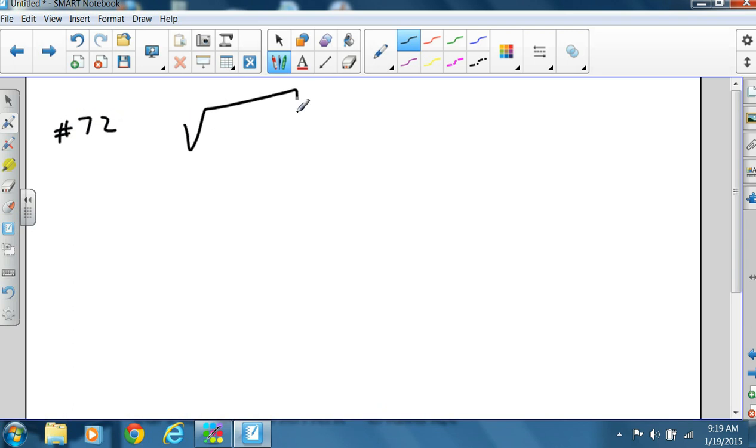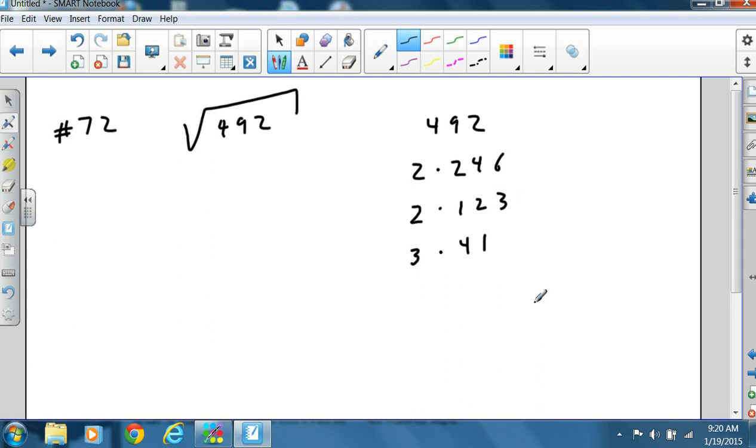So I want the square root of 492. All right, but this guy is divisible by 2. So if I have 492 and I go 2 times 2, 4, 6. And I go 2 times, because he's still divisible by 2, 123. And I see that 123 is divisible by 3, because 1 plus 2 plus 3 is 6. So it's 3 times 41. All right, so I'm going to have 2 square root of 123.